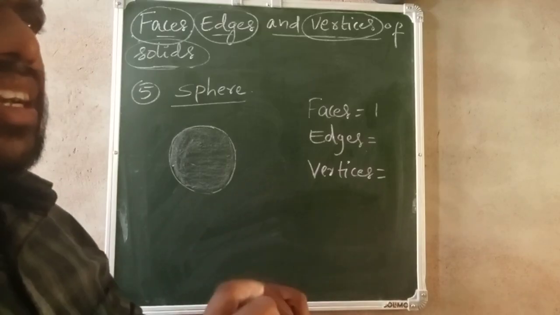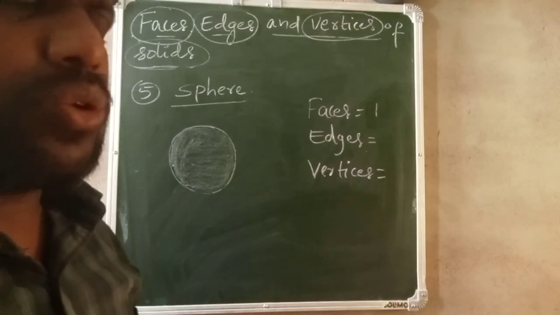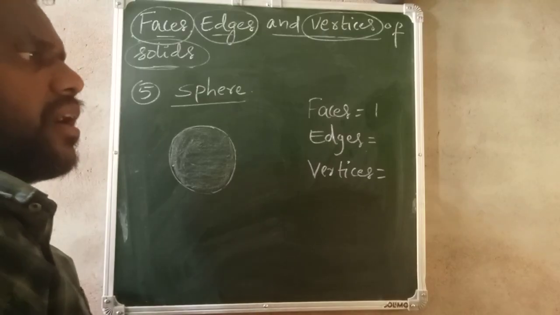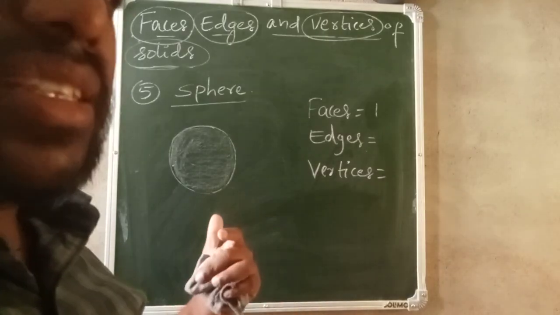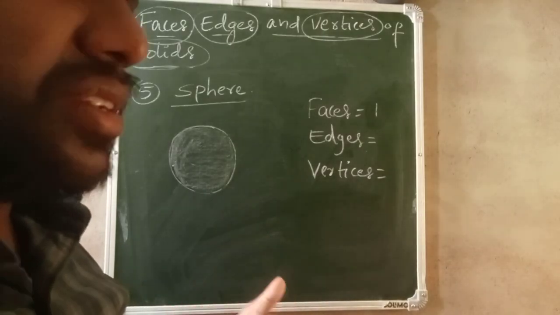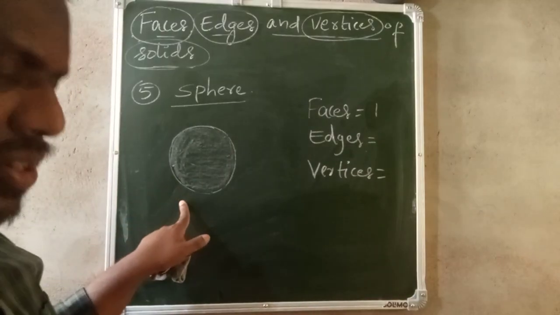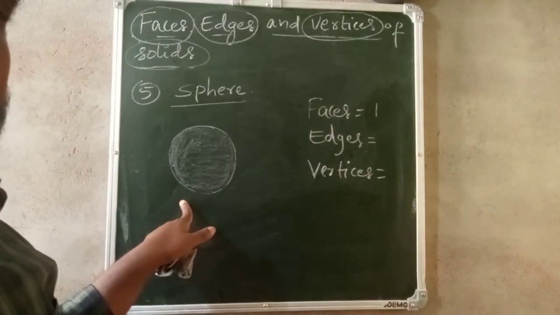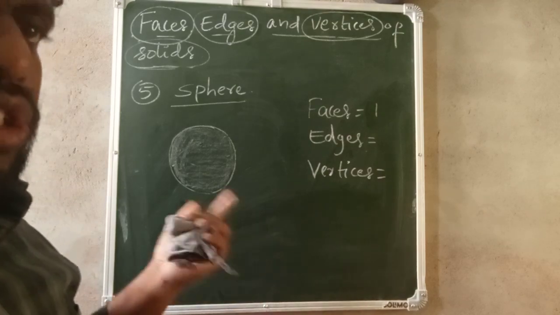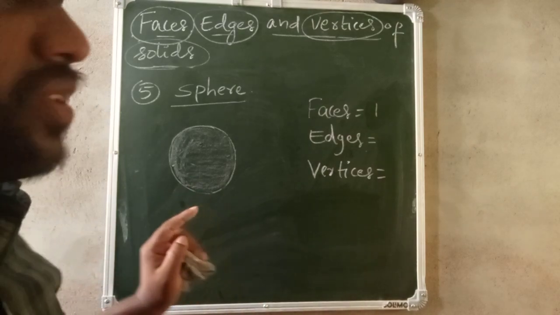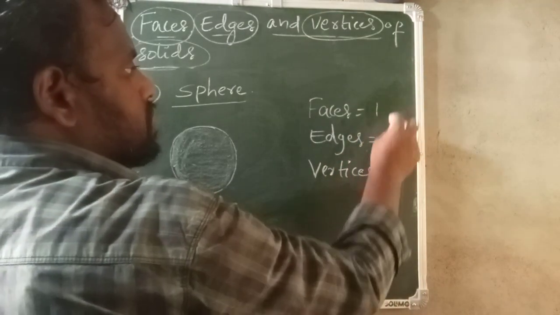It is a rolling object. It is somewhat looking like a circle. A circle is a curve, right? So sphere, just remember, don't overthink. Just remember, sphere has no edge. For edges, we will say no.